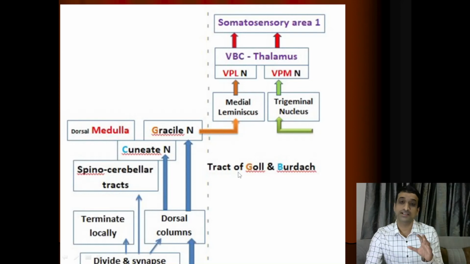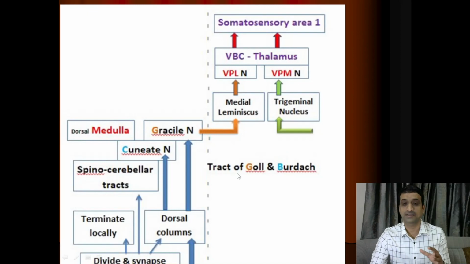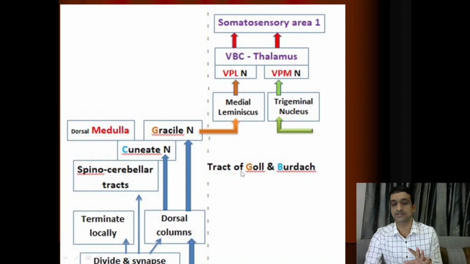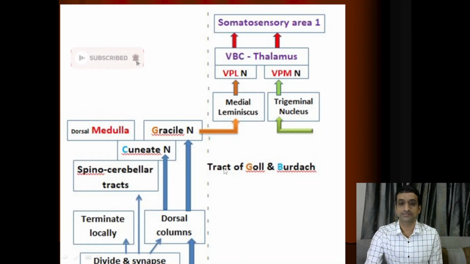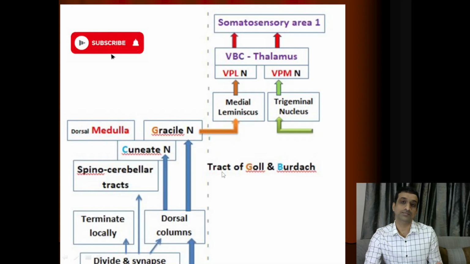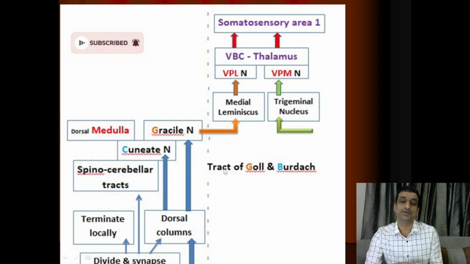If you can trace this pathway on the sheet, you'll get 80 to 90% of the marks, because once you trace this pathway you know all the landmarks in it and you can convey the same to the examiner. In the next class we are going to take up the pain pathway, which is a part of the anterolateral system. With this we'll conclude this class.